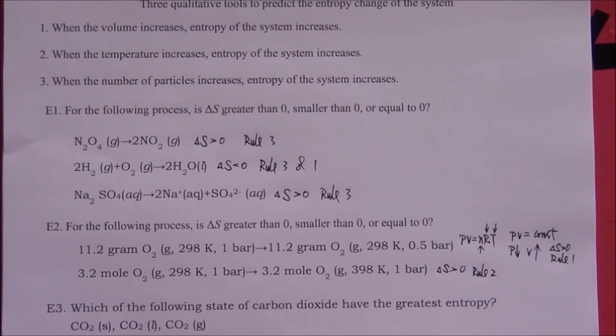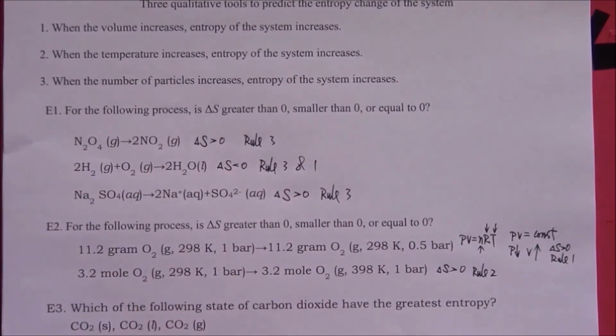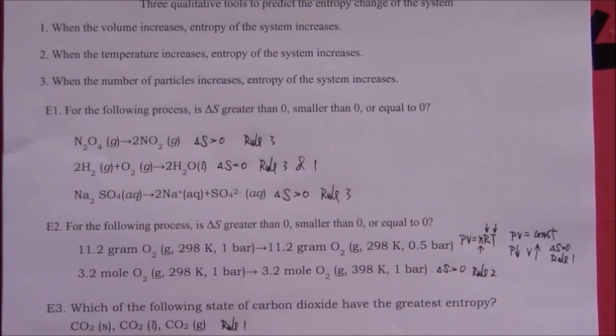Somebody may argue, can we use rule number 2? No, you cannot use rule number 2. The reason you cannot use rule number 2 is, even at the same temperature, you can have solid, liquid, or gas. Therefore, we cannot use rule number 2 to predict which one has the greatest entropy.